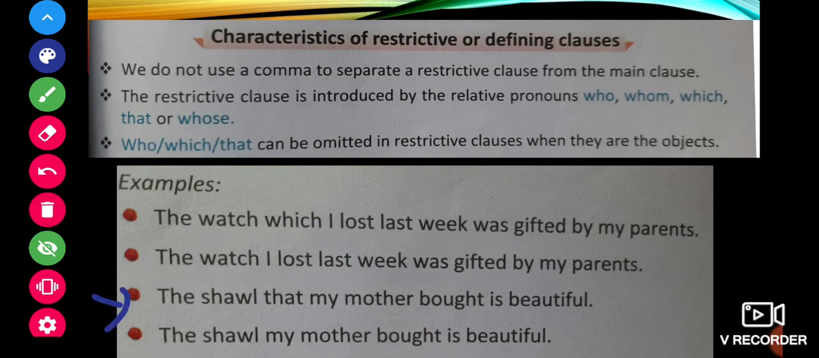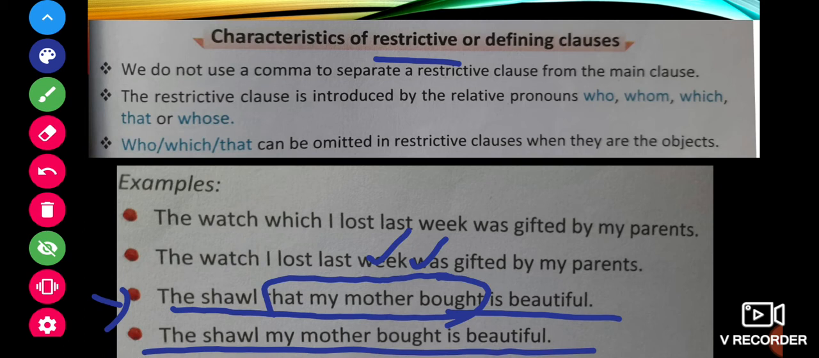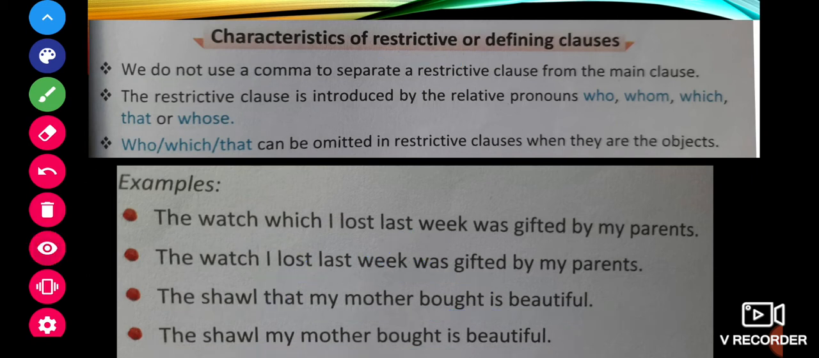Look at the next example. The shawl that my mother bought is beautiful. Now, here that my mother bought is the restrictive clause. Now look at the second sentence. The shawl my mother bought is beautiful. So we have omitted that. But still this sentence makes complete sense.